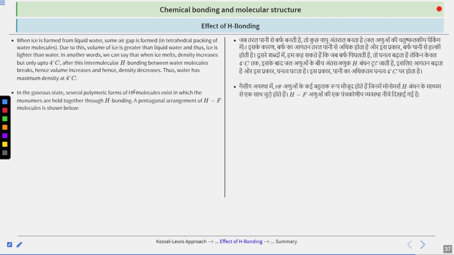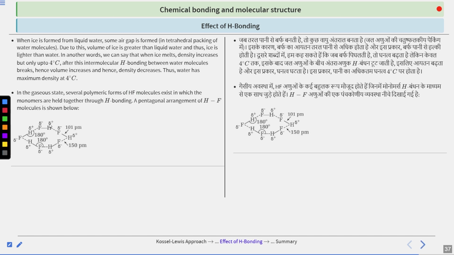Now in the gaseous form, the HF molecule is also seen to form a very beautiful penta-coordinated system. So it has 1, 2, 3, 4 and 5. So in the penta-coordinate system, you can see how beautifully this shape is formed in the vapor phase, and the distance between H and F which are hydrogen bonded is 150 picometer, whereas the covalent bonded distance is 101 picometer. You can see how close this bonding is, right? So from this you can evaluate the extent or the strength of hydrogen bonding.